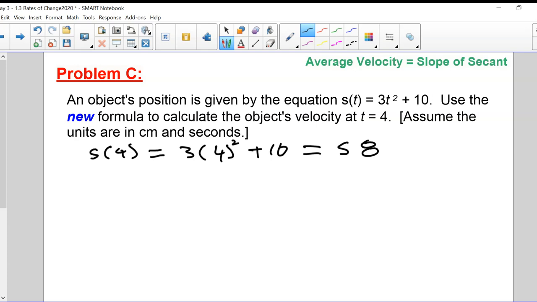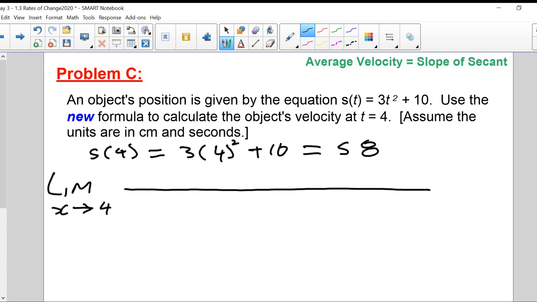All right, so here's what we're going to do. We're going to say now the limit as x approaches a, and a in this case is the 4, by the way, of, and on the top, we're going to put the function itself, which is the 3t. Actually, I shouldn't say x, it should be t. Let me change that to t.